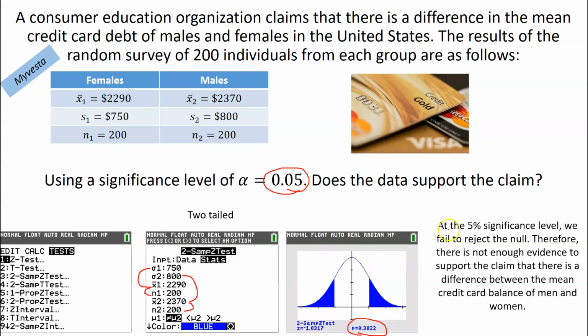So our conclusion: at a 5% significance level, we fail to reject the null. Therefore, there is not enough evidence to support the claim that there is a difference between the mean credit card balance of men and women.